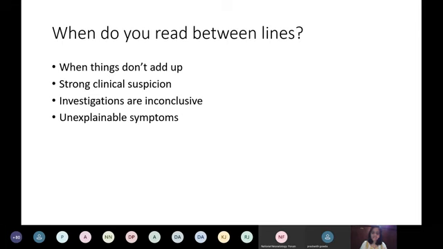So here we are going to just read between the lines, not stick strictly to what I said, this is the cutoff or that is the cutoff. That doesn't apply in such scenarios.